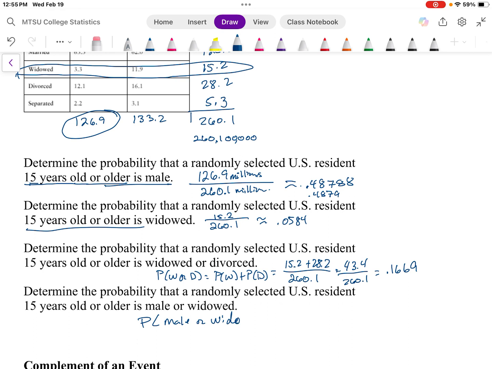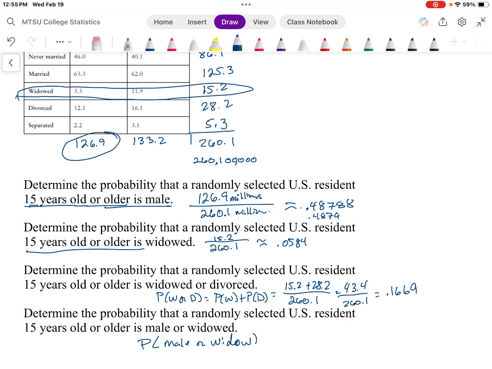On this one, there is an overlap because you could be male and also divorced. So there is some overlap there. This one I have to use the general addition rule. So the probability of male plus the probability of being widowed, because it didn't say female. It could be a female widow. Doesn't matter. But I have to subtract off the probability of being a male and widow, because we're already using that event in the male category.